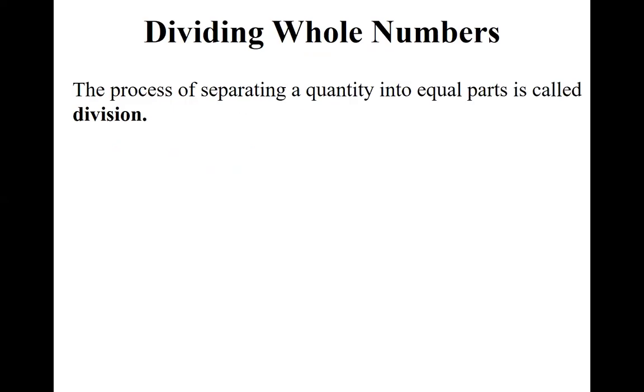The process of separating a quantity into equal parts is called division. Let's break down a division problem the same way we've been doing with addition, subtraction, and multiplication. We call the first number, the thing to the left of the divide sign, the dividend. We call the thing we are dividing by, the thing to the right of the division sign, the divisor. The dividend divided by the divisor. And we call the answer to a division problem the quotient.